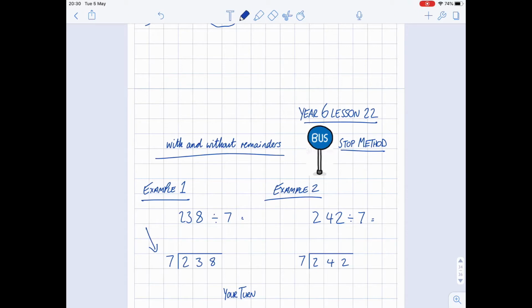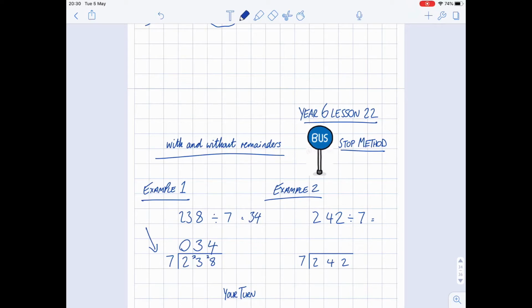So, how many 7s go into 2? None, but the 2 carries across. How many 7s in 23? It's 3. My remainder is 2. How many 7s go into 28? 4. So 238 divided by 7 is 34.